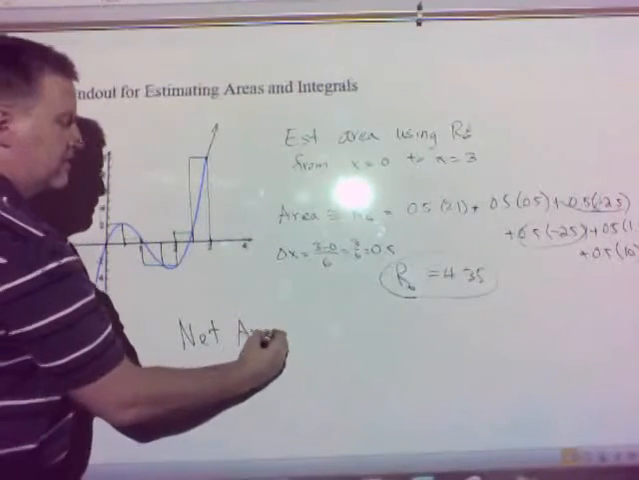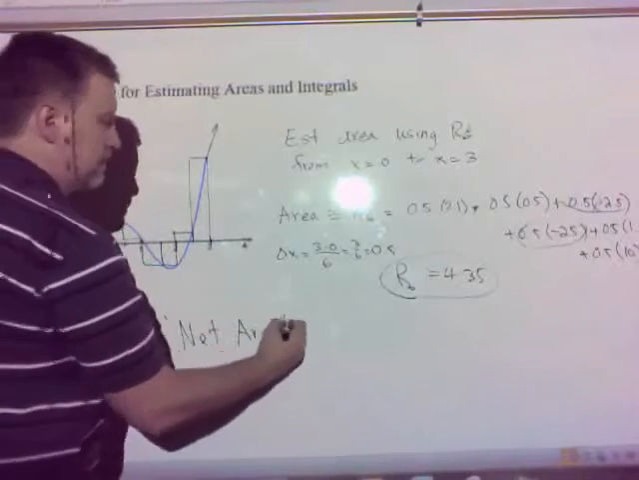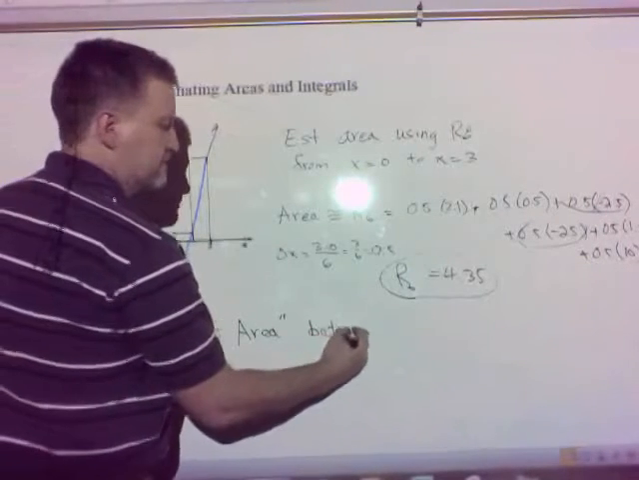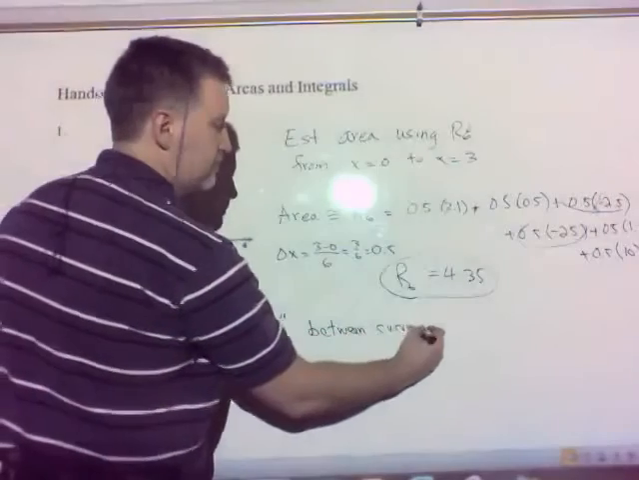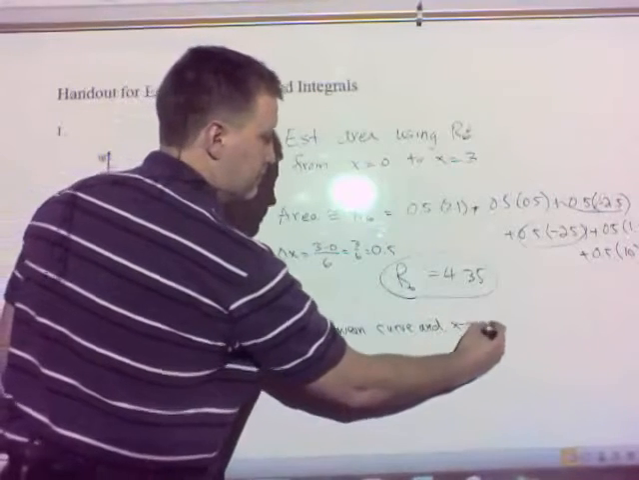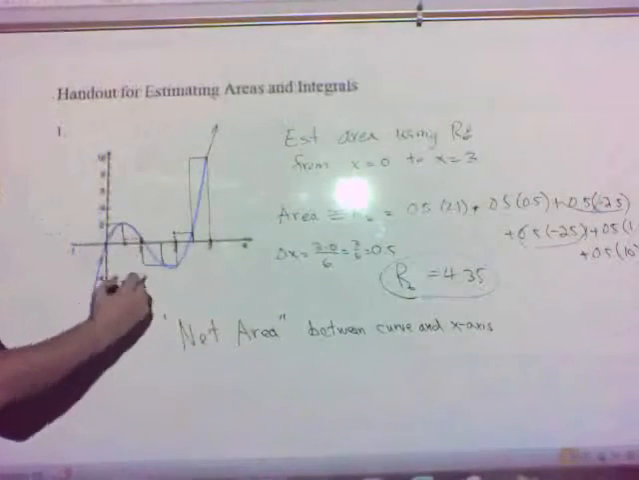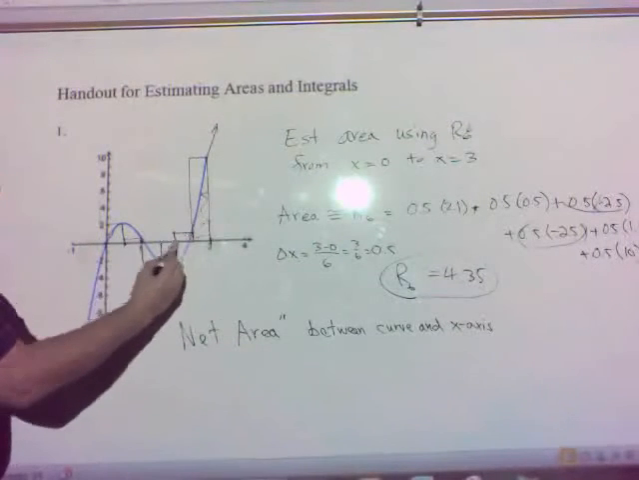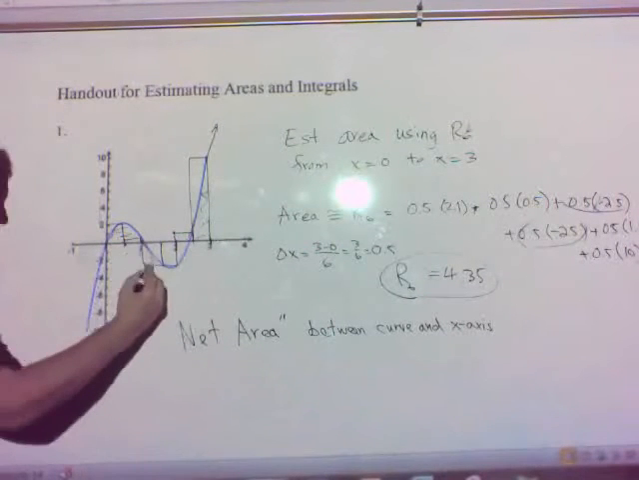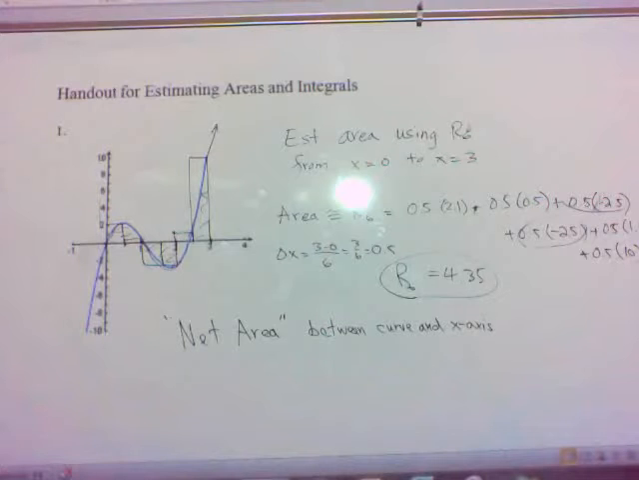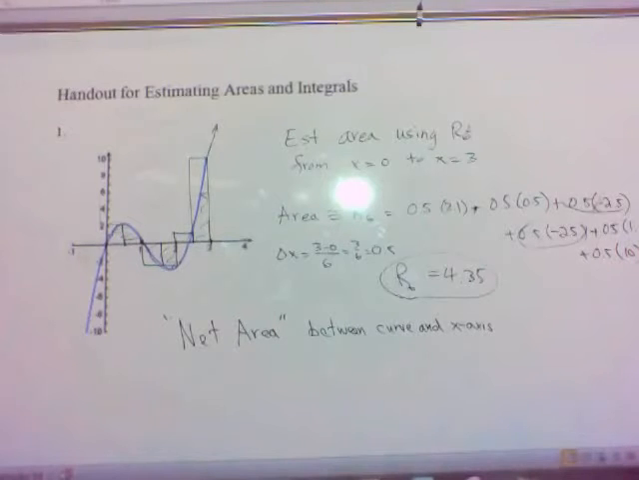Net area between the curve and the x-axis. Because the area on the top, those are going to be positive values, but the area down here is going to be a negative value, so you have some give and take there. Okay, so that's a very important point to note here, that when we calculate these rectangle areas, sometimes we'll get some negative values, and so we're factoring that in.